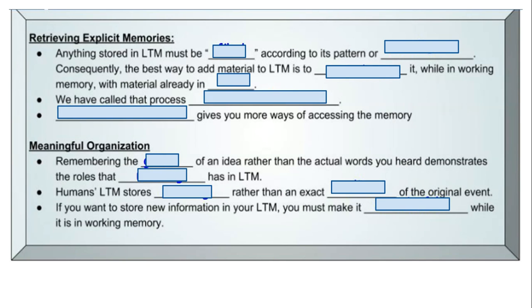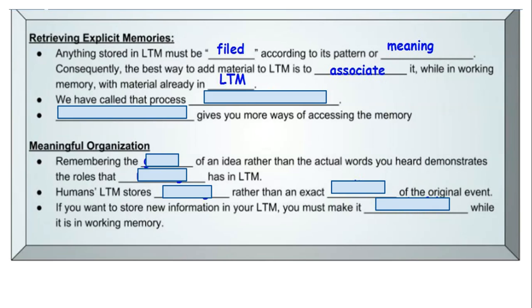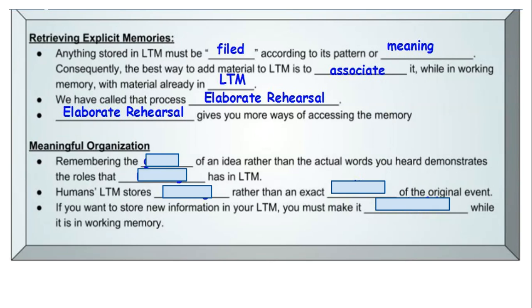So, retrieving implicit memories. Anything stored in long-term memory can be filed according to its pattern or its meaning, and consequently, the best way to add material to long-term memory is associating it while it's in working memory, or your short-term memory, with material that is already in the long-term memory. So, if you can bridge that over, that makes it a little bit easier. We call this process elaborative rehearsal. And elaborative rehearsal gives you more ways to access memory.